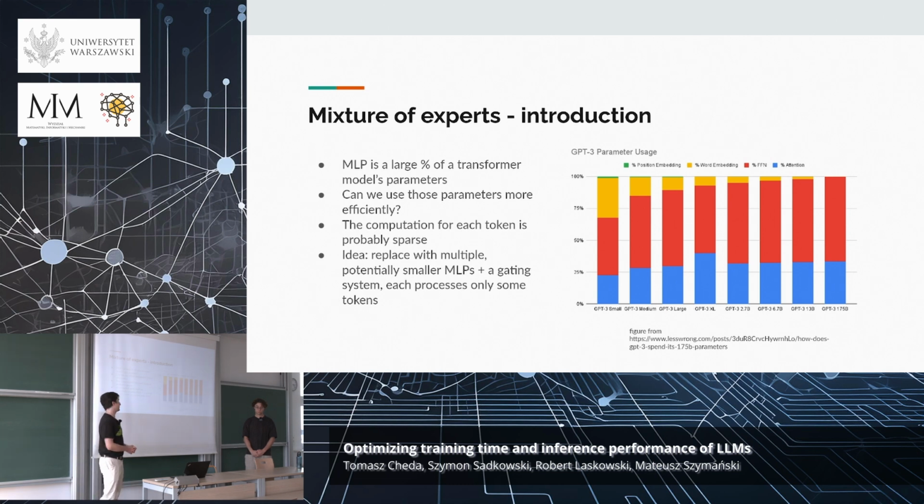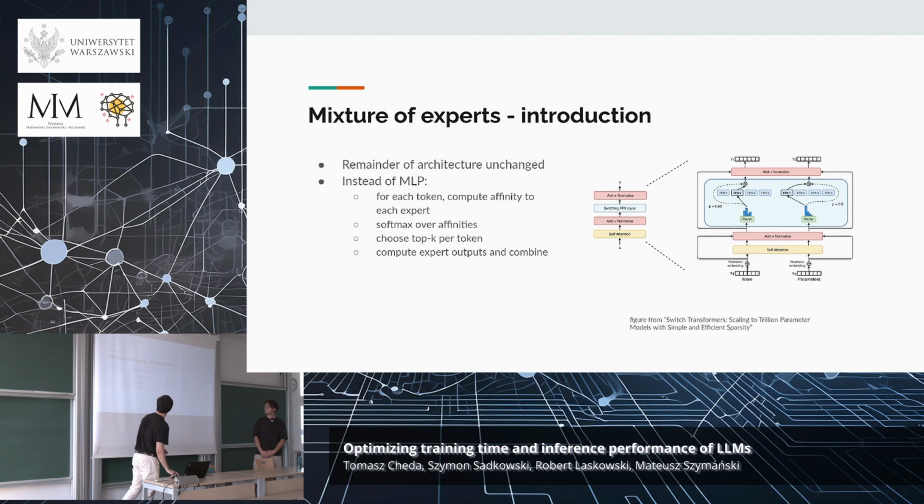The idea for the mixture of experts models is to replace this single MLP layer in each of the transformer blocks with some smaller MLPs and then a so-called router to direct the tokens to be processed by only part of the network. The remainder of the transformer architecture remains unchanged. We only change this single layer.